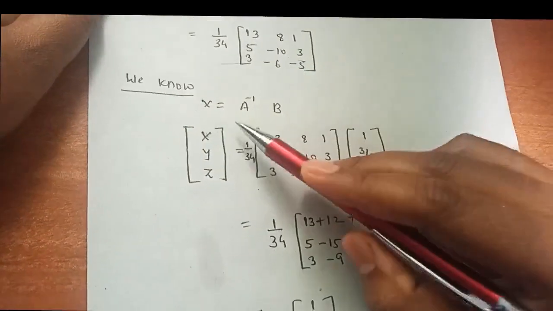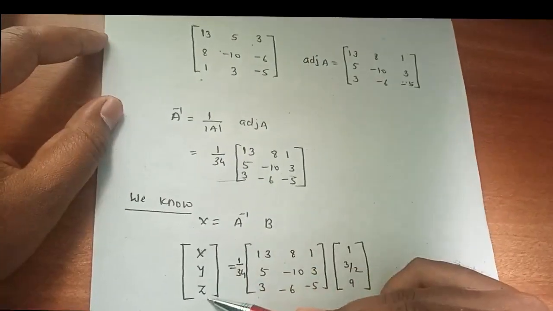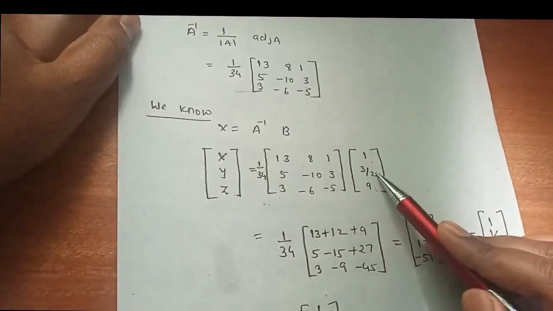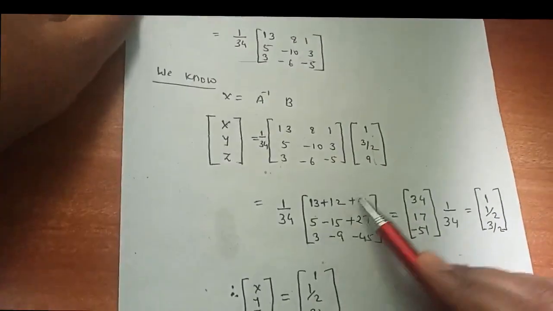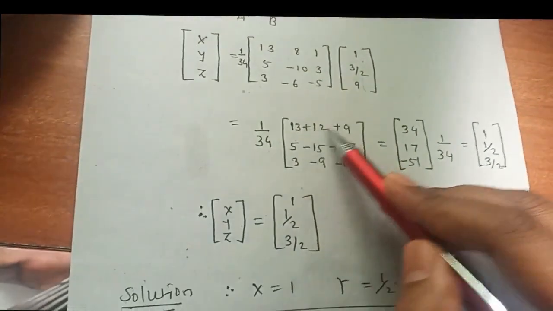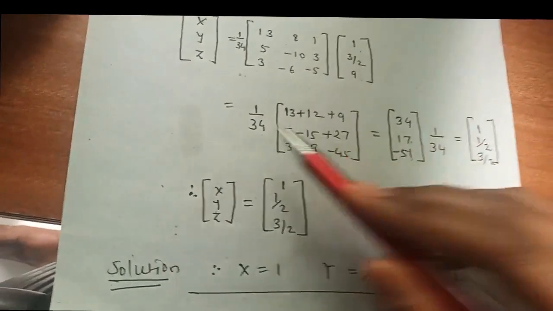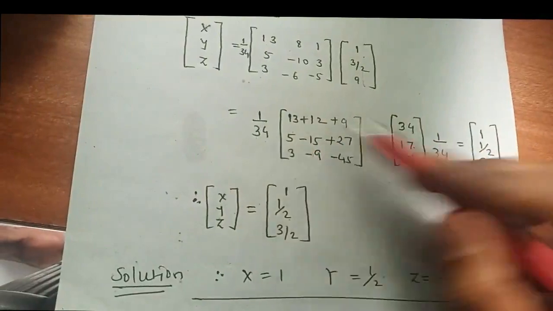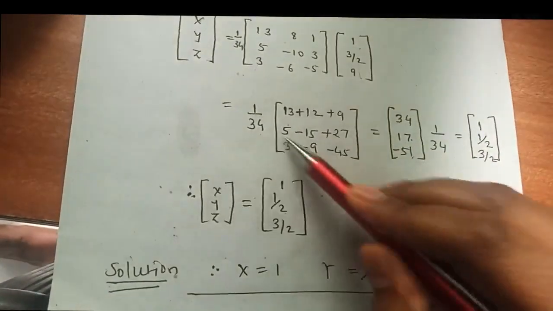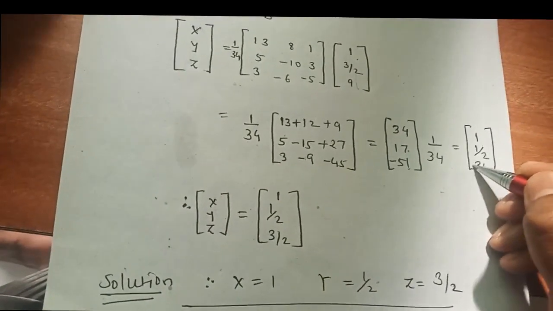Now go to the previous equation. What is it for this matrix method? X is equal to A inverse of B. X is XYZ, A inverse we already got, B is constants. Multiply this and this. After multiplying this and this, you will get this matrix into 1 by 34. Multiply, get these calculations done. So you got 34, 17 and minus 51 into 1 by 34. So 1 by 34 into 34 is 1. 1 by 34 into 17 is 1 by 2. 1 by 34 into minus 51 is minus 3 by 2.